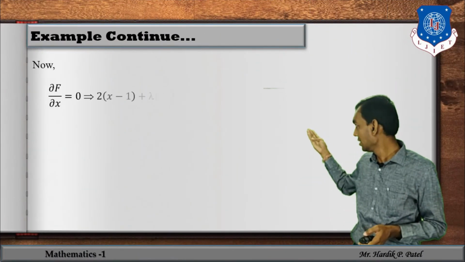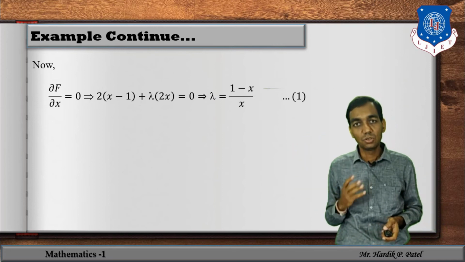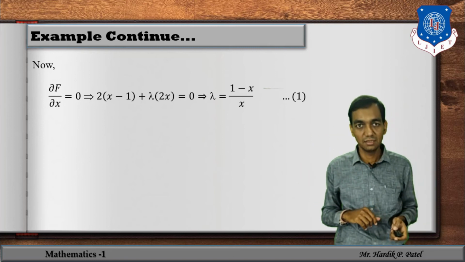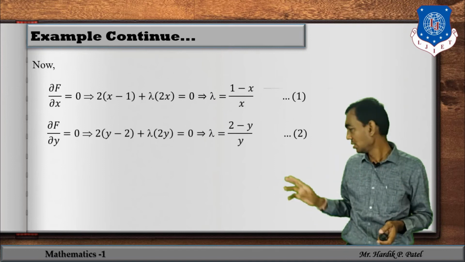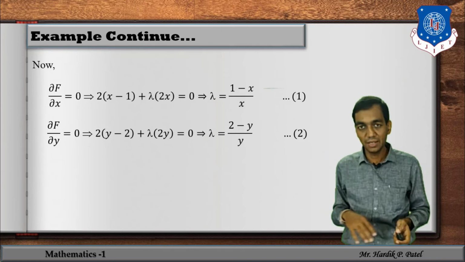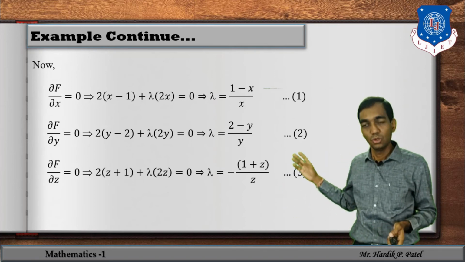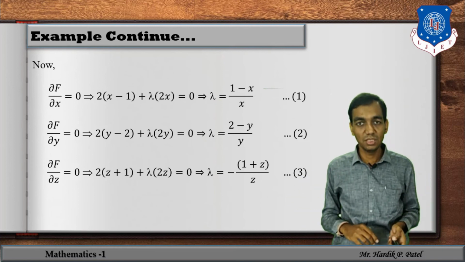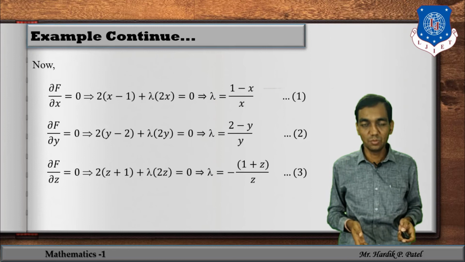Now for extreme values, del F by del x is equal to 0. That will give you 2 into (x minus 1) plus lambda into 2x equal to 0. So that will give you lambda equal to (1 minus x) upon x. In the same manner, del F by del y is equal to 0. That will give you 2 into (y minus 2) plus lambda into 2y equal to 0. So you will have lambda equal to (2 minus y) upon y. That is equation 2. In the same manner, del F by del z is equal to 0. That will give you 2 into (z plus 1) plus lambda into 2z equal to 0. So that will give lambda equal to minus (1 plus z) upon z. That is equation number 3.